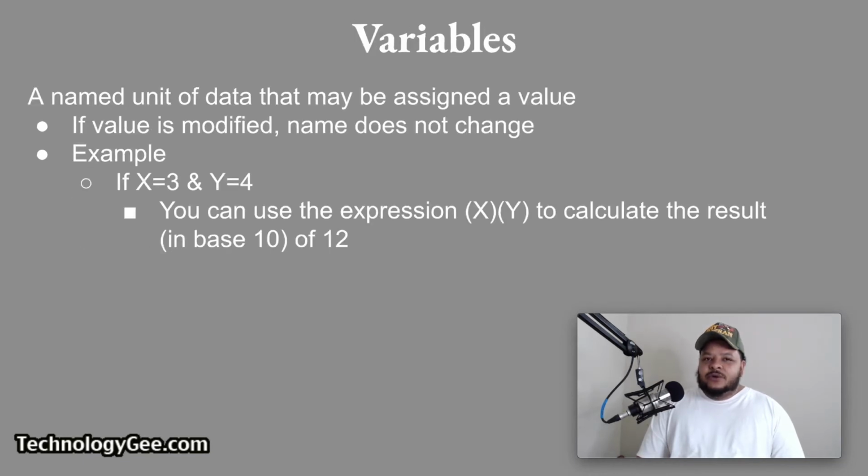Variables. A variable is a named unit of data that may be assigned a value. If the value is modified, the name does not change. So for example, if x equals 3 and y equals 4, you can use the expression x times y to calculate the result in base 10. And of course, the answer will be 12 because 3 times 4 equals 12.